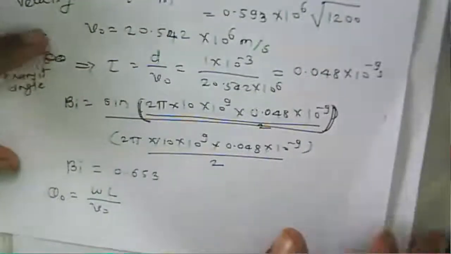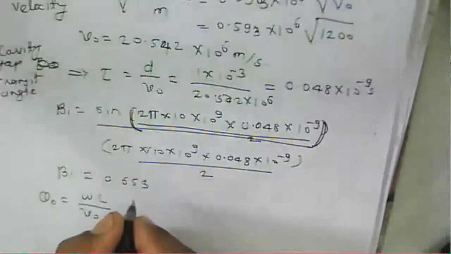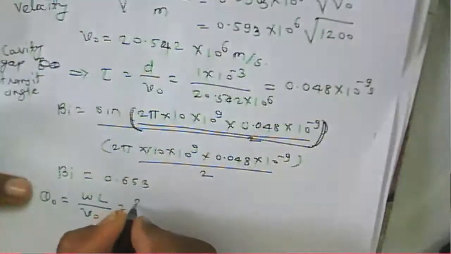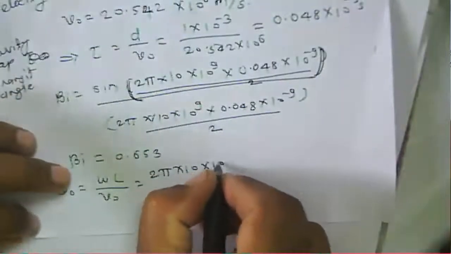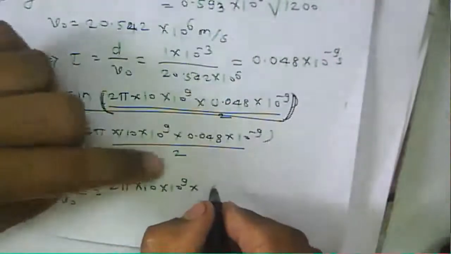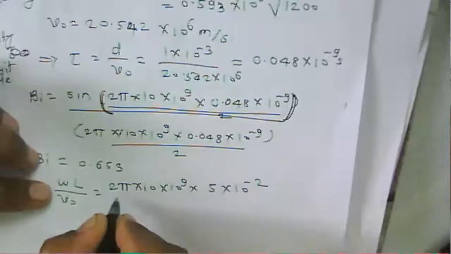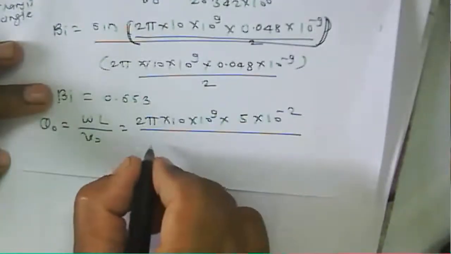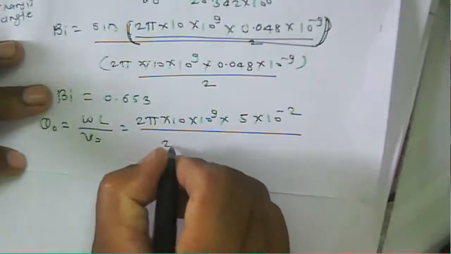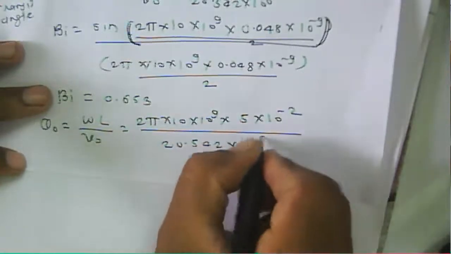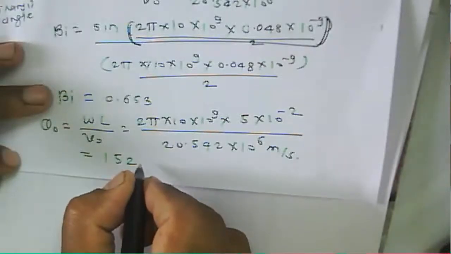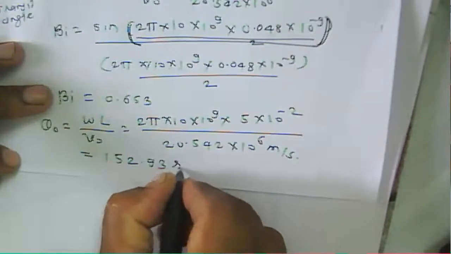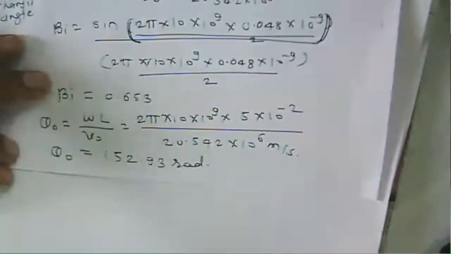So we can write here the drift region length is about 5 centimeter. So it is twice pi into 10 to the power, the frequency is 10 gigahertz, 10 into 10 to the power 9, into L, about 5 centimeter, and V0 is 20.542 into 10 to the power 6 meter per second. If you solve it, you will get 152.933 radian. That is your theta 0.